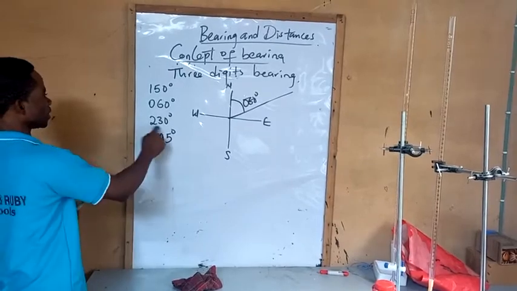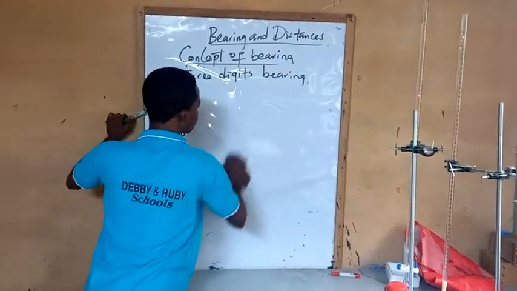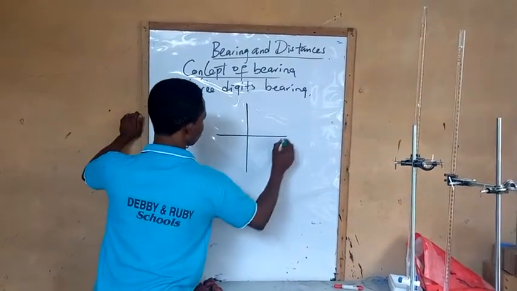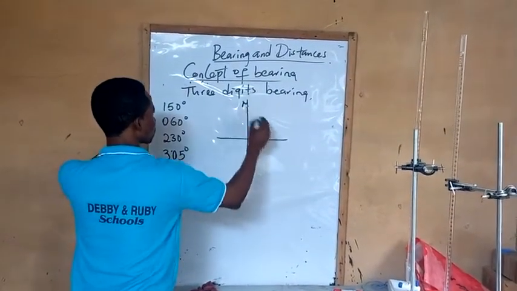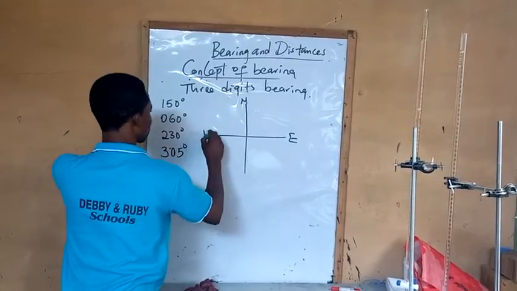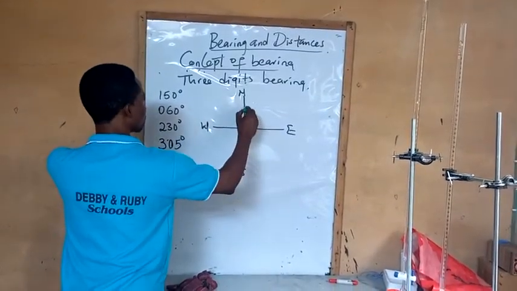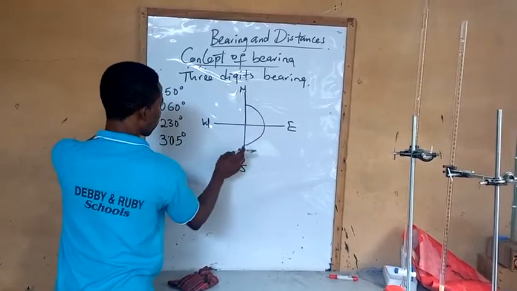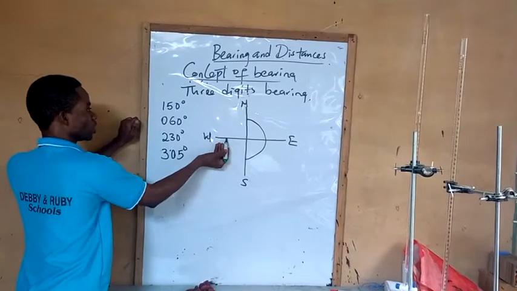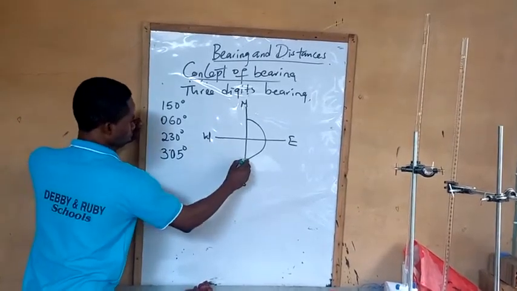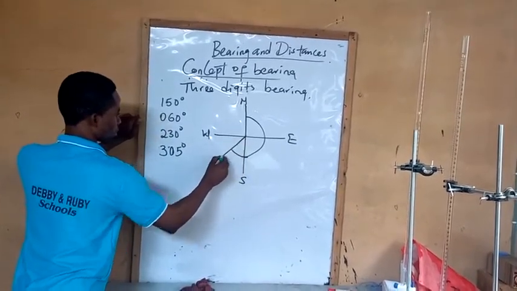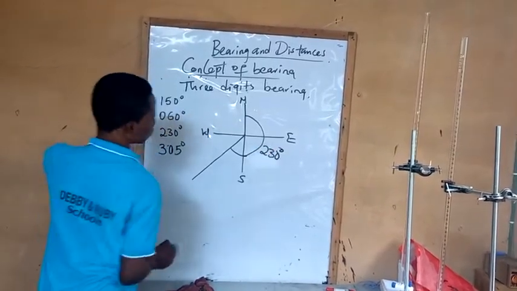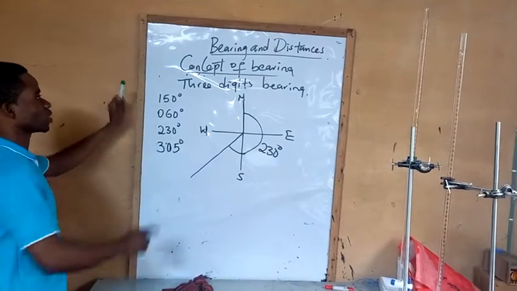Now when you see 230 degree, this is north, east, west, south. 230 degree: 90, 180, no, 90, 180. No, this is 270. When you reach here, it's 270, and we have 230. Stop here. So from here is 230. So don't forget, 3 digits always start from north.